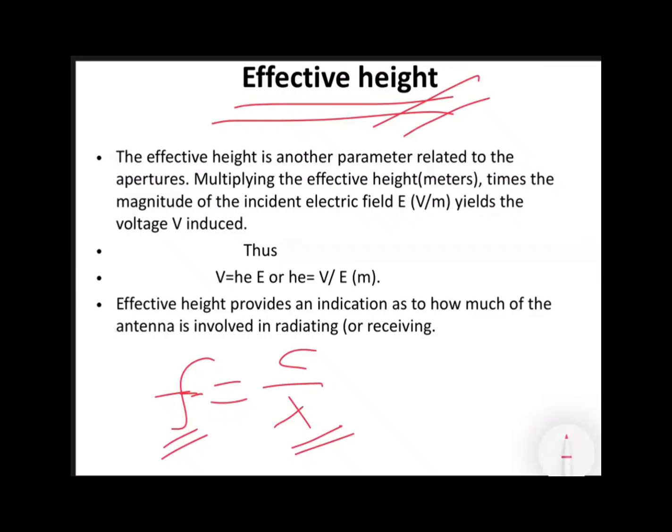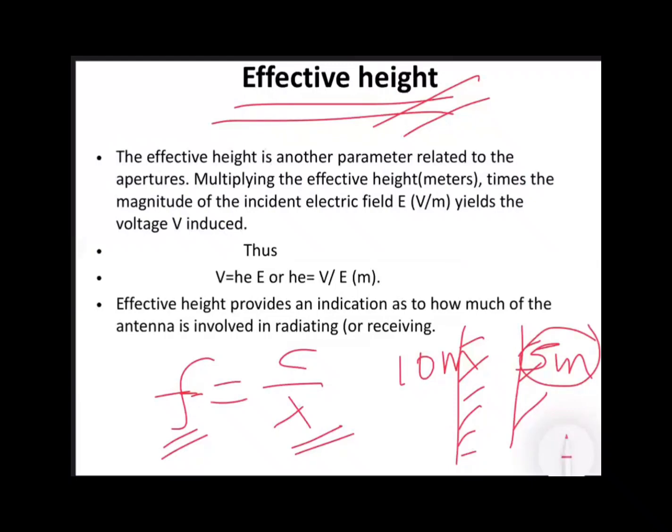Because the effective height is an important parameter: if I implement an antenna which is about 10 meters long, or an antenna which is about 5 meters long, basically it should tell me what propagation the antenna can provide. The height of the antenna may be 5 meters or 10 meters; the question is whether this can propagate the signal effectively. That's the reason why we talk about the effective height of an antenna. And this effective height is an important parameter which is related to the apertures once again. Effective height can be derived by the equation HE is equal to V by E, where V is the induced voltage and E is the electric field.